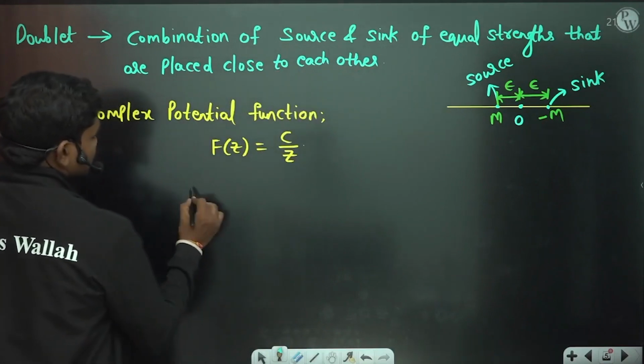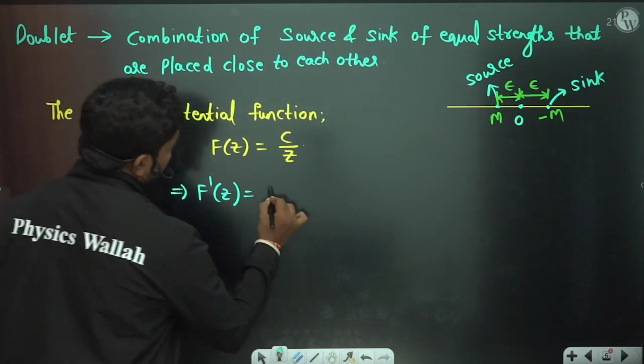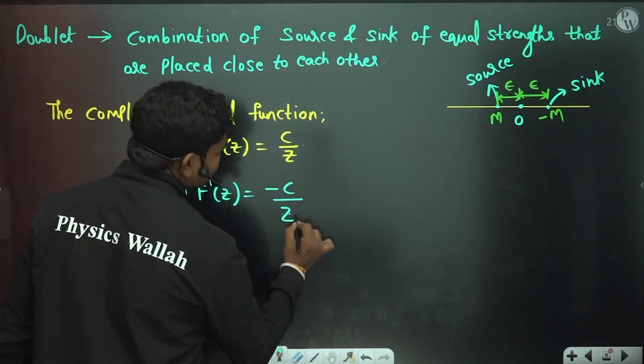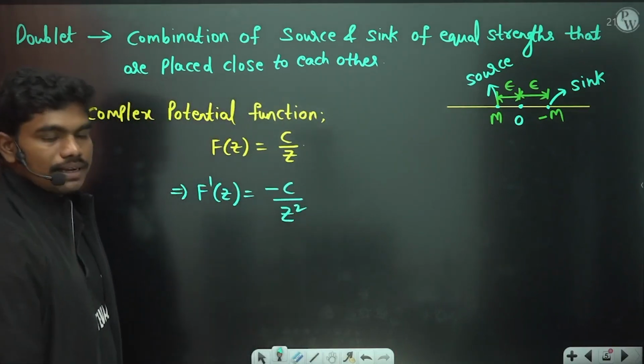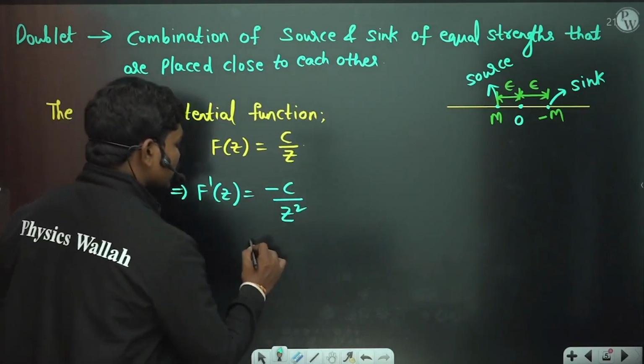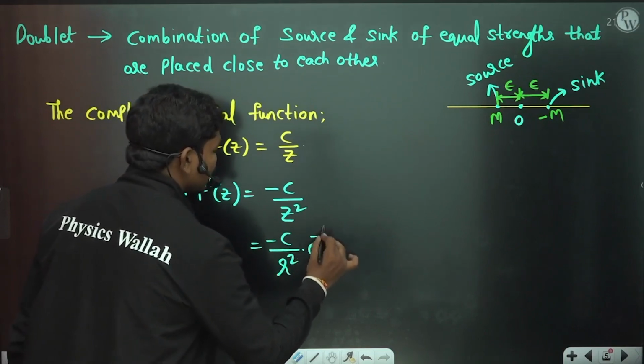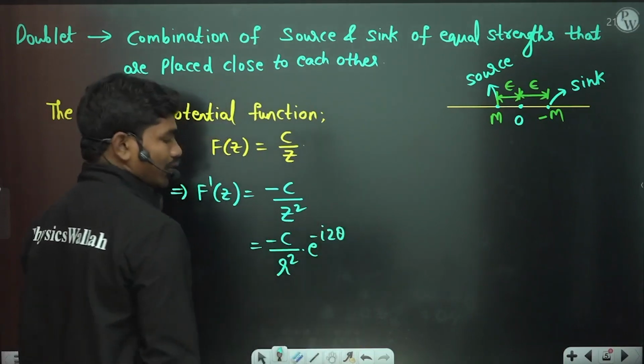This implies f dash of z is equal to minus c by z square. Correct. So this is minus c by z square, which can be written as minus c by r square into e power minus I times 2 theta. Correct. This is what you can write actually.